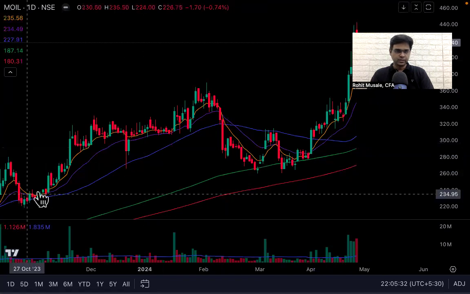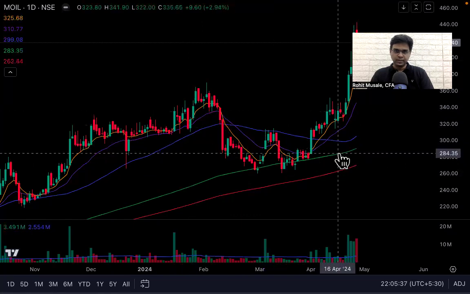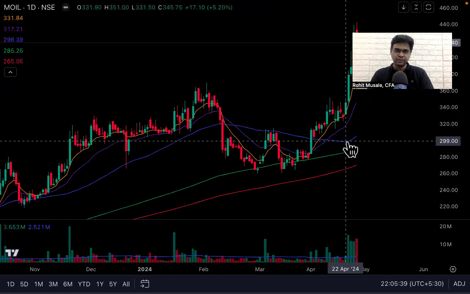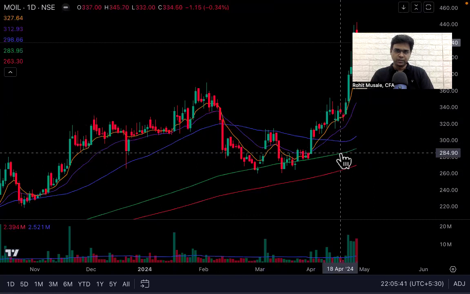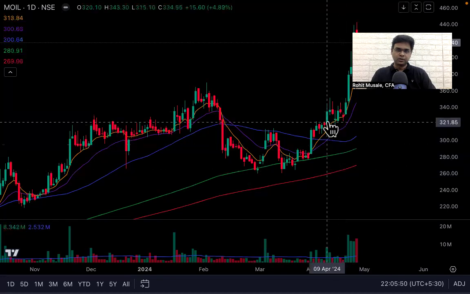As you can see, the stock is in a nice uptrend. The blue line is above the green and the green is above the red. That is the 50-day moving average, the 150-day moving average, and the 200-day moving average. When these are lined up as blue, green, red properly, that's an uptrending stock.